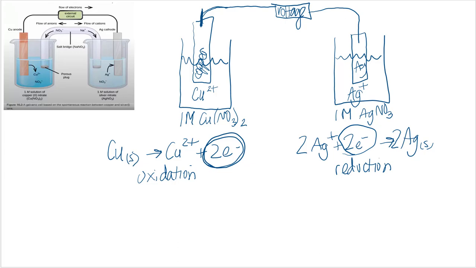So we actually have right here, the electrons produced are going to travel through this voltage meter into my other half reaction. The 2 electrons are going to flow across that wire. Now, right now we have an incomplete circuit. The voltmeter would read 0 because the flow doesn't have a complete circuit.